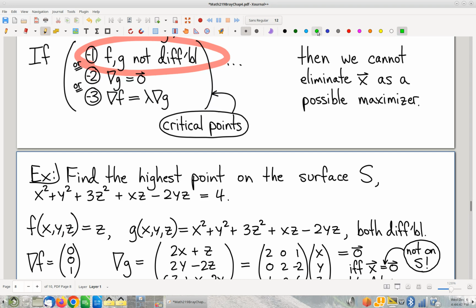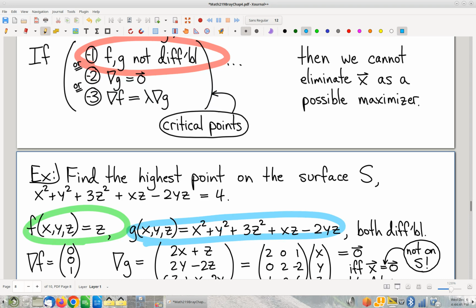Is either of these functions ever not differentiable? Nope. They're polynomials. Polynomials are differentiable everywhere. So we get no critical points from looking at that first condition.